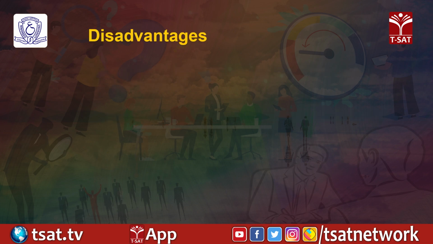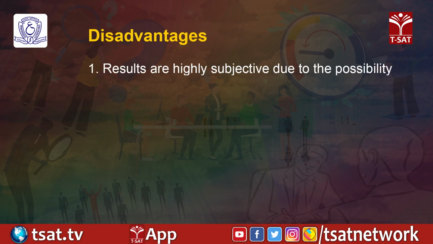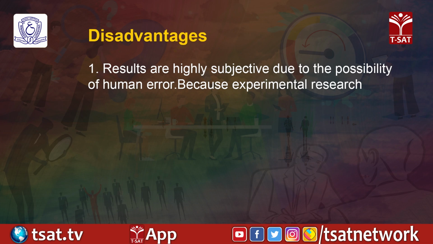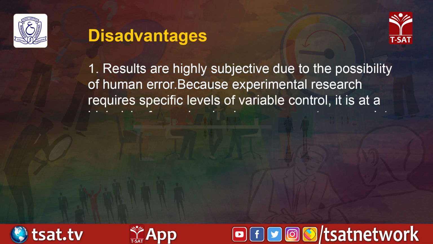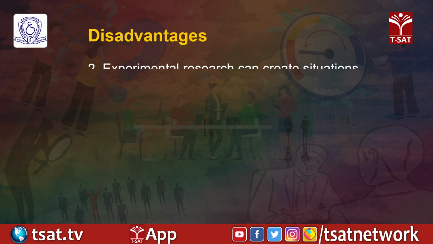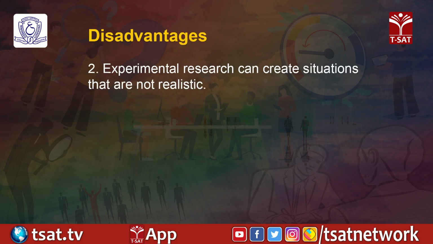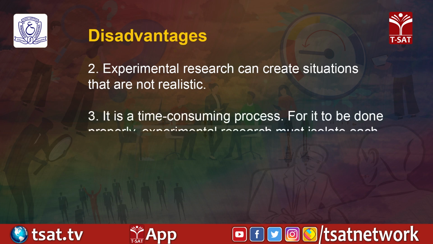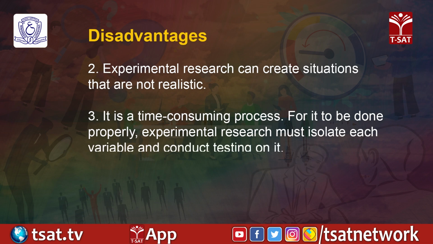Now, let us look at the disadvantages of the experimental research method. 1. Results are highly subjective due to the possibility of human error. Because experimental research requires specific levels of variable control, it is at a higher risk of experiencing human error at some point during the research. 2. Experimental research can create situations that are not realistic. 3. It is a time-consuming process. For it to be done properly, experimental research must isolate each variable and conduct testing on it.